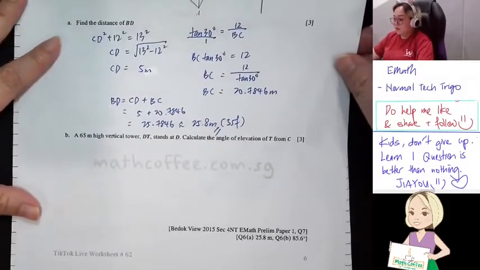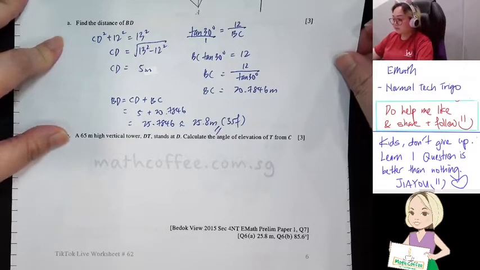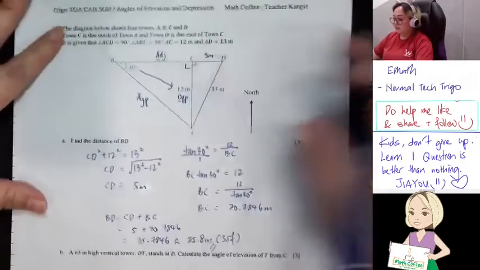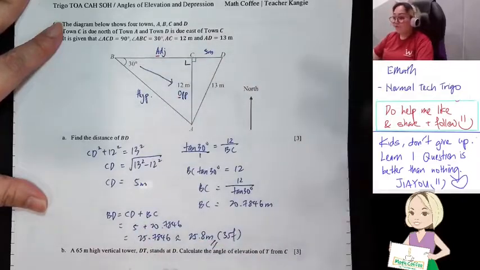Okay, part B. This is a little bit tricky. A 65-meter high vertical tower DT stands at D. Okay, there is no T here. This one you have to so-called visualize.